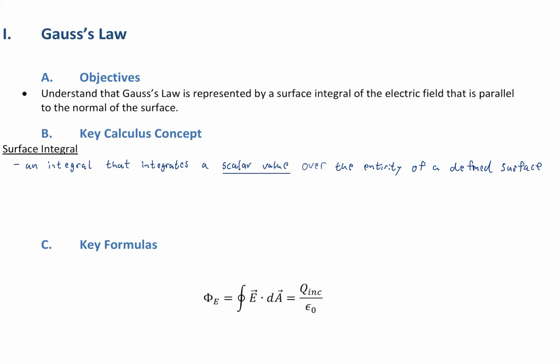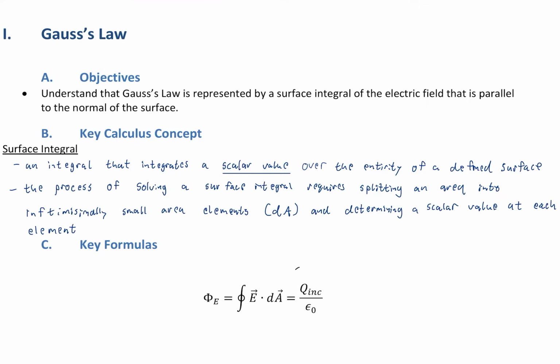So just like an integral looks across a function and calculates the output of that function at tiny, tiny, infinitesimally small intervals, we're doing the same thing, but in two dimensions over a grid of values, so to speak. The process of solving a surface integral requires splitting an area into infinitesimally small areas. All right, so imagine one big area like a sheet and then tiny little segments of that sheet. And I'll show you a sketch in just a minute.